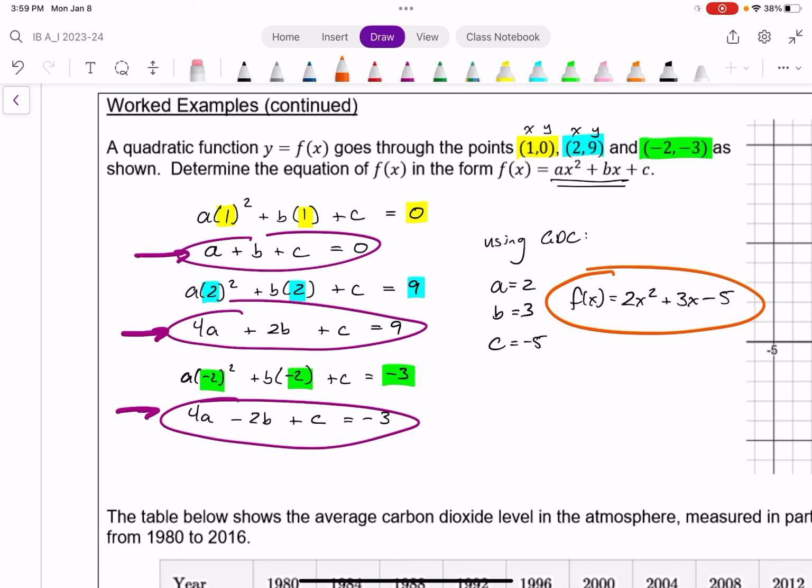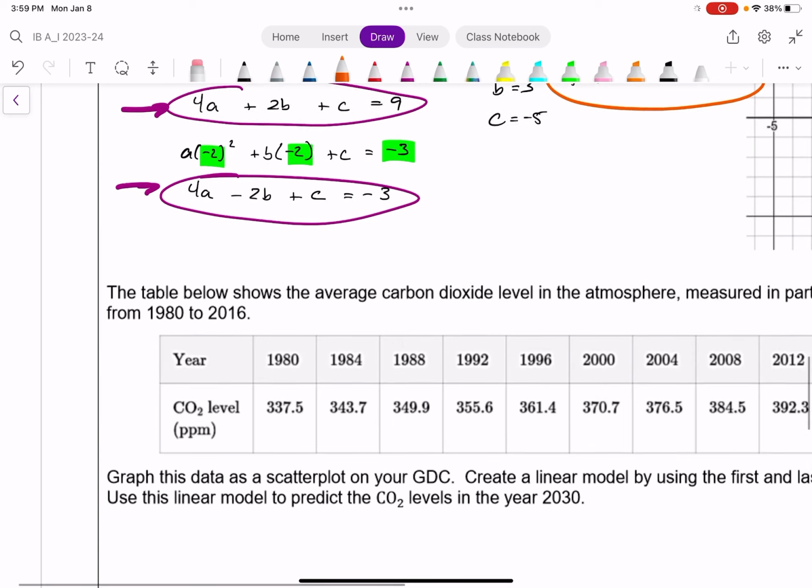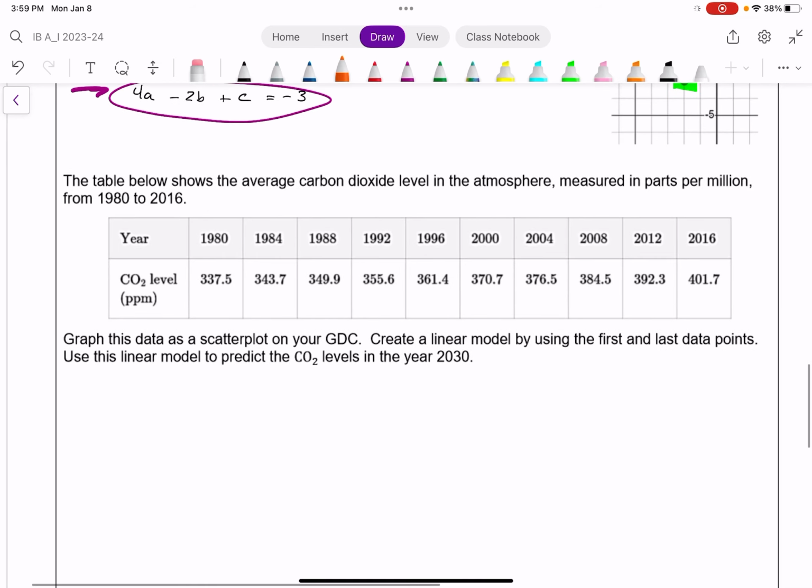and it really should be, once we have a strategy, it should be really quite quick. All right, lastly, I have data here on the average carbon dioxide levels in the atmosphere from 1980 to 2016.